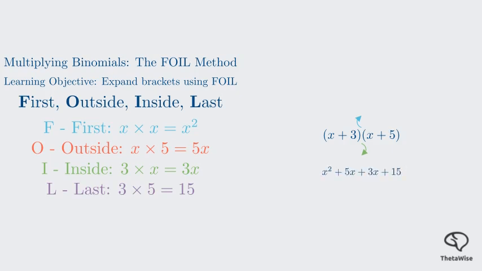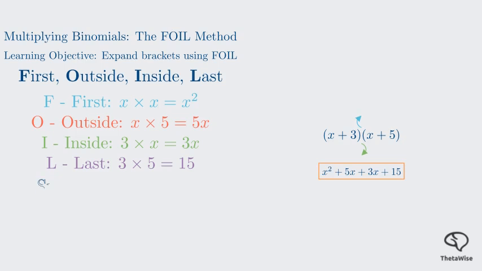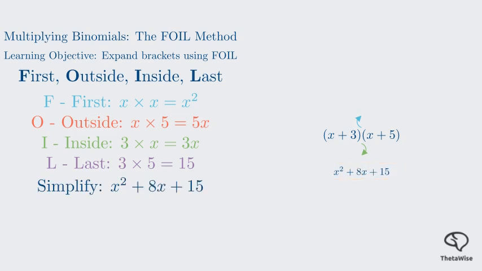Now, we write them all out in a row. To finish, we simplify by collecting the like terms in the middle. 5x plus 3x equals 8x. So our final answer is x squared plus 8x plus 15. We have successfully expanded the brackets.